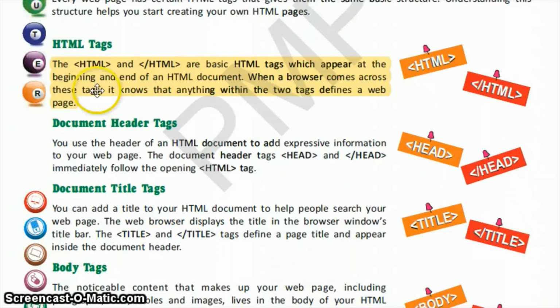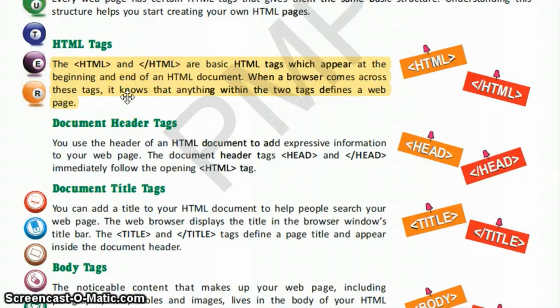So on page number 70, the HTML and /HTML are basic HTML tags which appear at the beginning and end of HTML document. When a browser comes across these tags, it knows that anything within the two tags defines a web page.